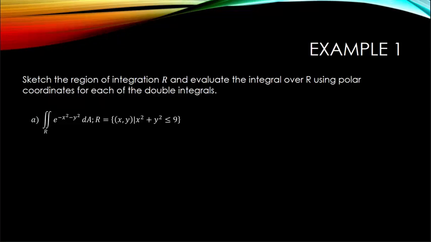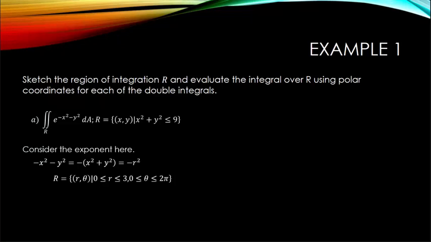For part A, remember that I have a region that is a circle of radius 3, and I'm going to express both my integrand and my region now in polar coordinates. I'm going to first look at my exponent in my integrand, and I'll note that negative x squared minus y squared is the same thing as saying negative the quantity x squared plus y squared, which will be equal to negative r squared. Similarly, my region becomes the region of all points r, theta, such that 0 is less than or equal to r, which is less than or equal to 3, and 0 is less than or equal to theta, which is less than or equal to 2 pi.